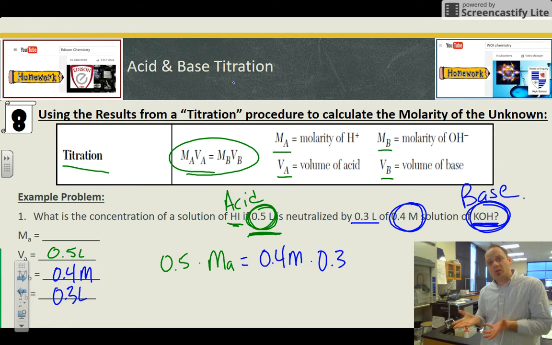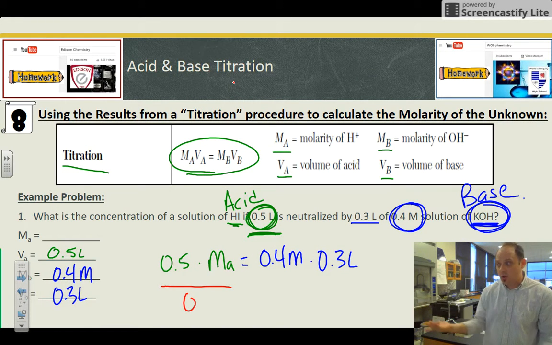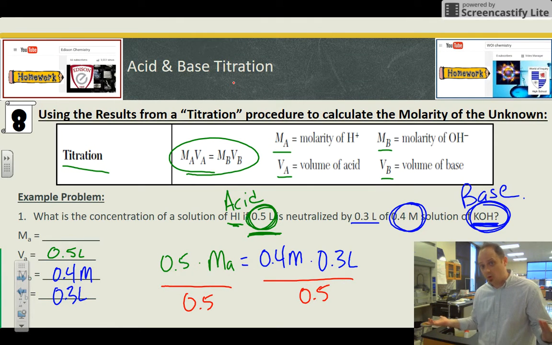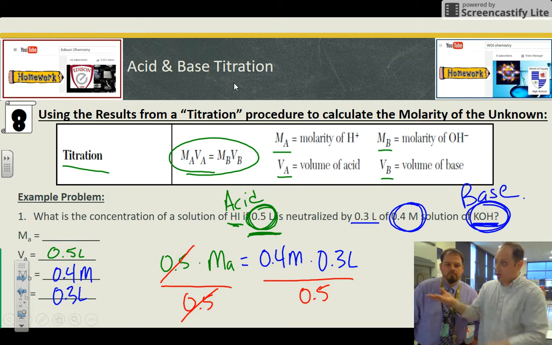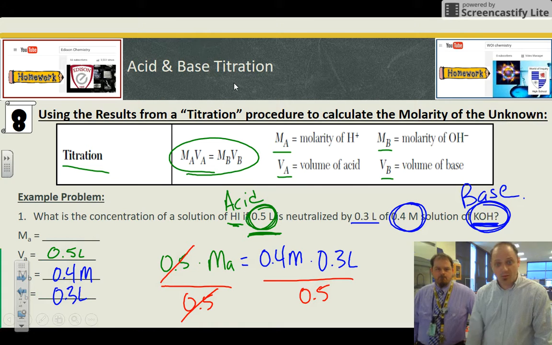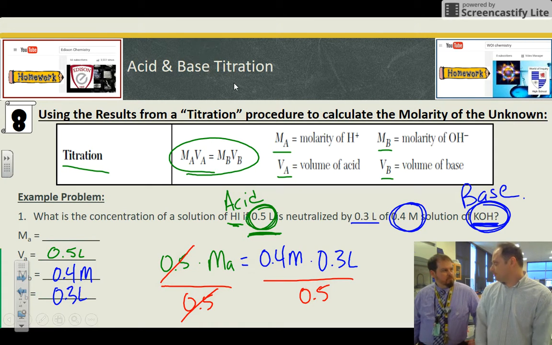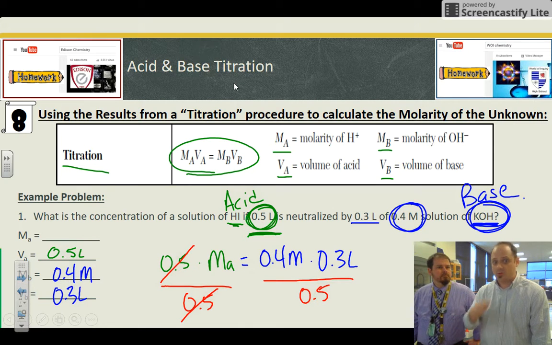He has inserted the variables that he knows into the given equation, leaving the unknown as the MA. Now all he's doing is solving for MA using algebra. So the molarity of the acid in this scenario is going to be equal to the product of 0.4 times 0.3 divided by 0.5, and you're going to come up with the answer for that. All of the practice examples follow this exact same suit. You're going to be given 3 of the variables, and you've got to find the 4th.